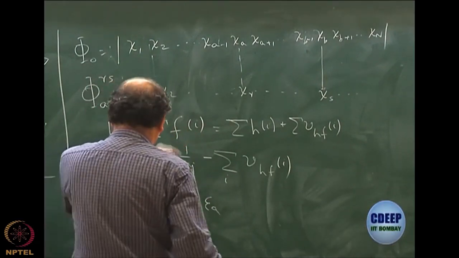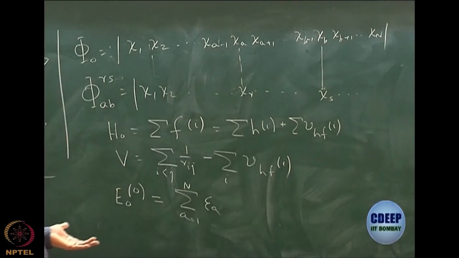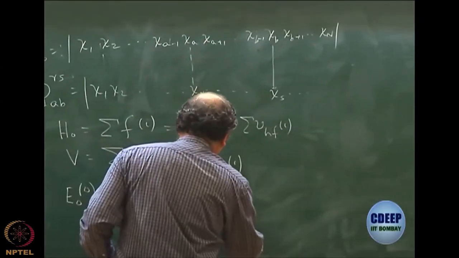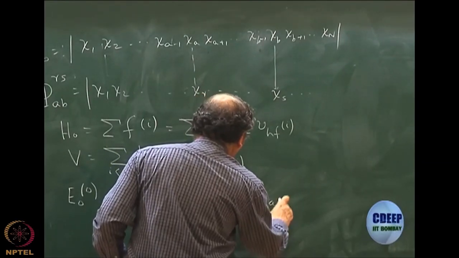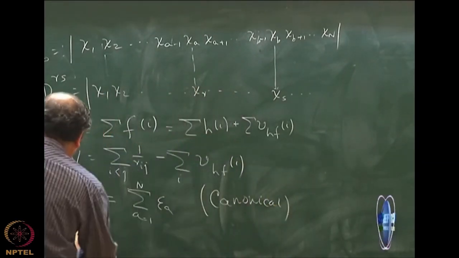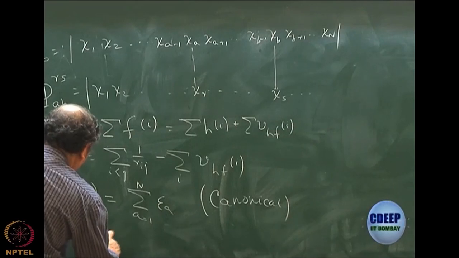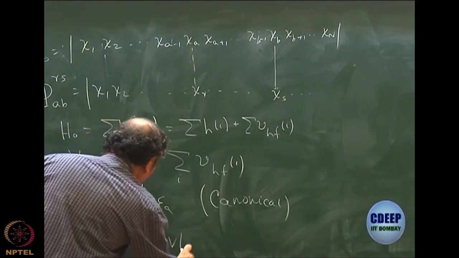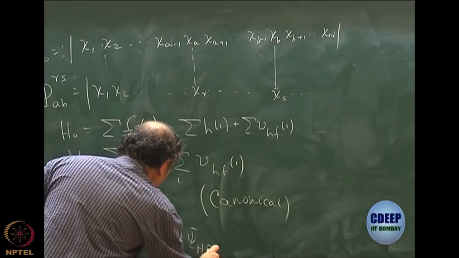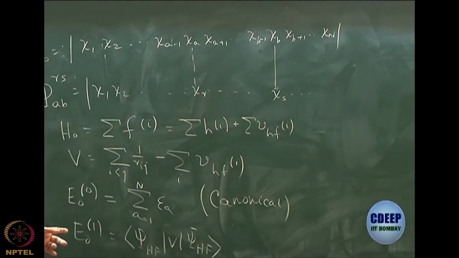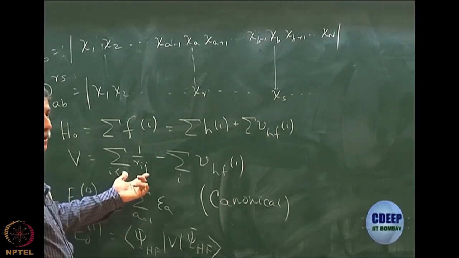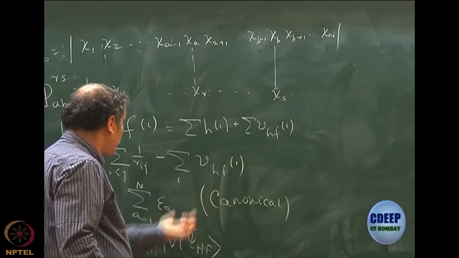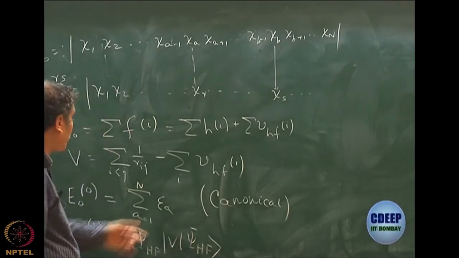Okay. So, I use canonical equations. So, this is of course E naught 1, which is psi Hartree Fock V psi Hartree Fock, which has actually two terms: psi Hartree Fock 1 by Rij psi Hartree Fock minus psi Hartree Fock V Hartree Fock psi Hartree Fock. Okay? So, V is the sum over V Hartree Fock.